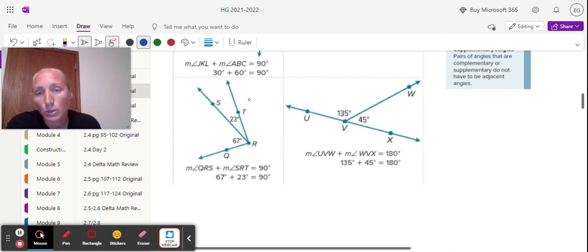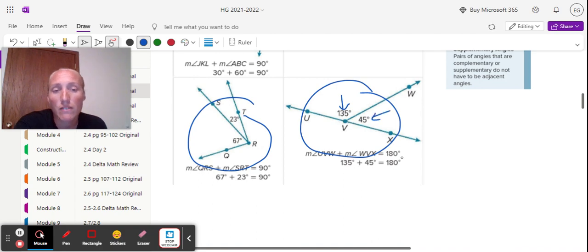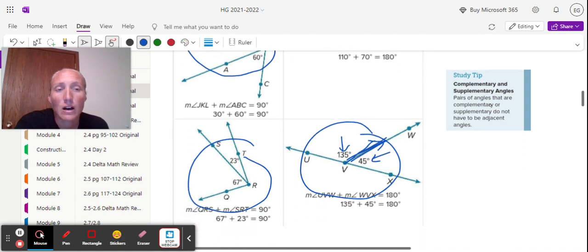Then they give an example of a complementary set of angles that does form a right angle. They are adjacent to each other, so they share side RS, and they form a 90-degree angle, and so therefore they've made a right angle there. And then again, an example of a pair of supplementary angles. So you have this 135 and this 45 that add up to 180, but they also happen to share an adjacent side, and they happen to form a straight line. And so that is possible in that case.